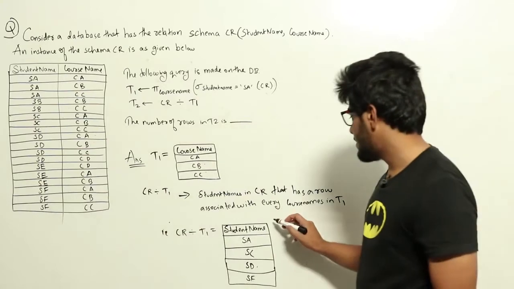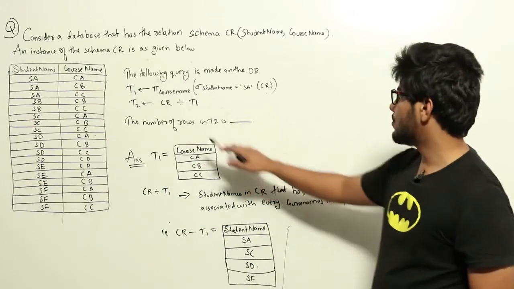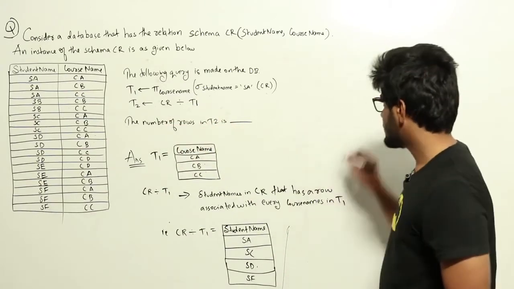So this result has four rows. The question was the number of rows in T2. So the answer is four.